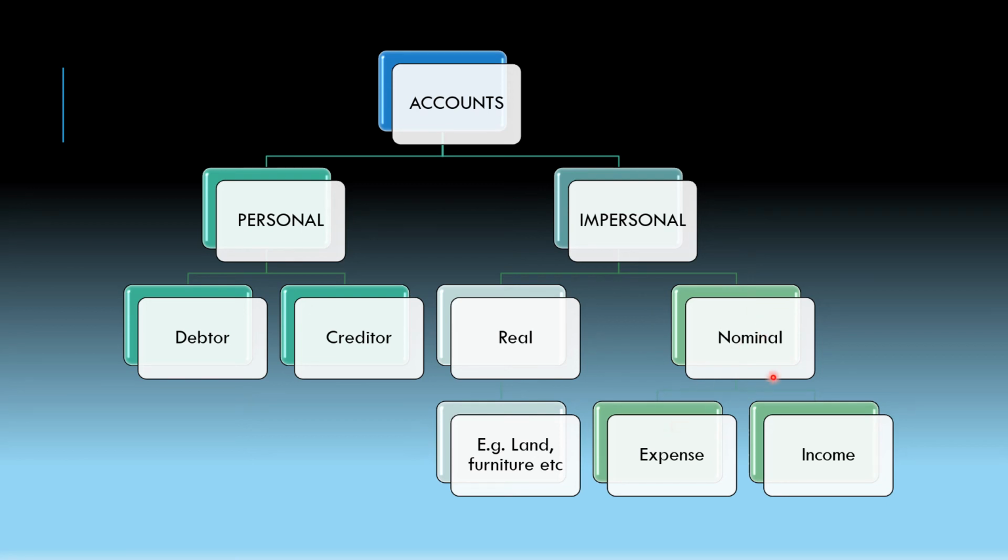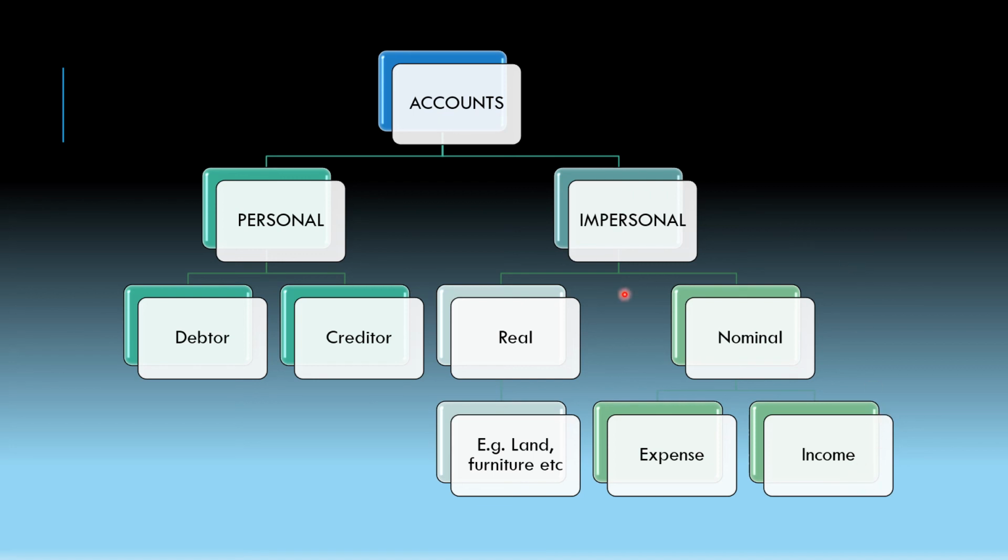Nominal can be divided into two: the expenses and the income. Can you name me some of the expenses? So we can have rent, insurance, interest. These are the expenses. How about the income? We can have rent received, interest received, commission received. We'll see the word received at the back; mainly that is classified under the income. On top of that, we could have sales, because sales is our source of income.